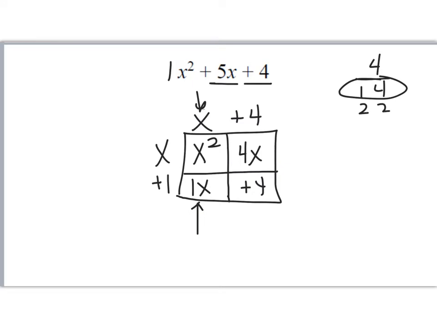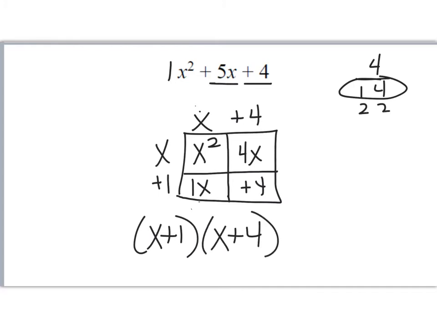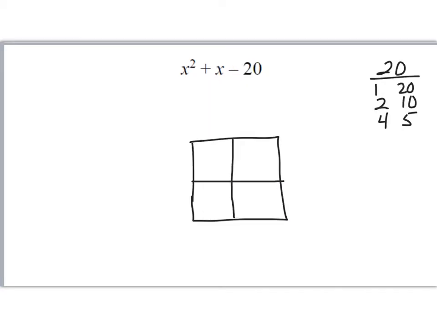The last thing I'm going to do is just make sure that everything is working by looking at the last box. Is the last box going to be 1 times 4? The answer is yes. And what you're looking at, you actually have your two binomials right there. You have x plus 1 and x plus 4. Now I'll go a little bit faster on the next few boxes as I do this.